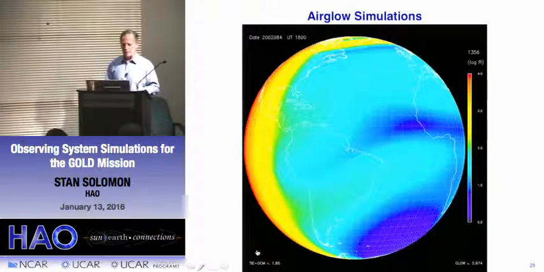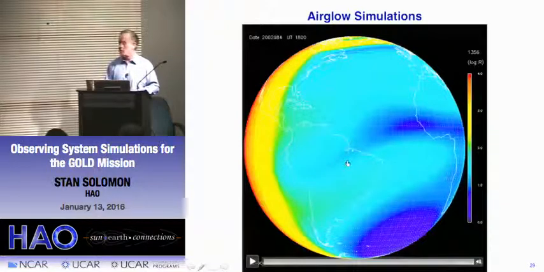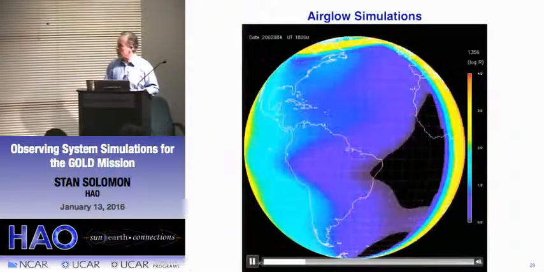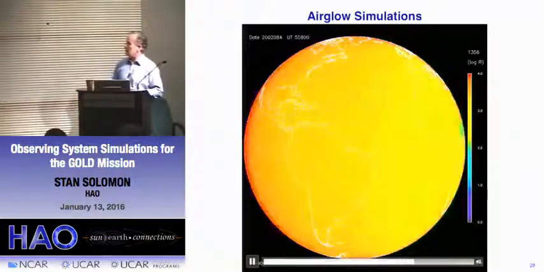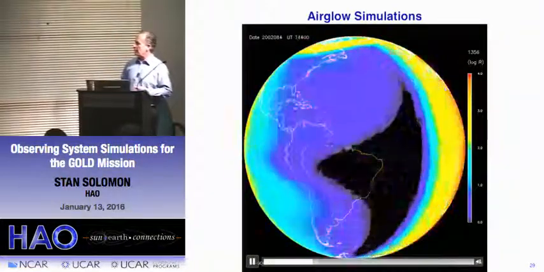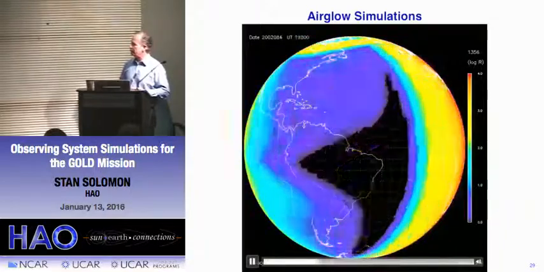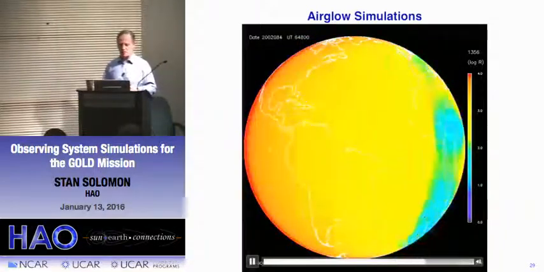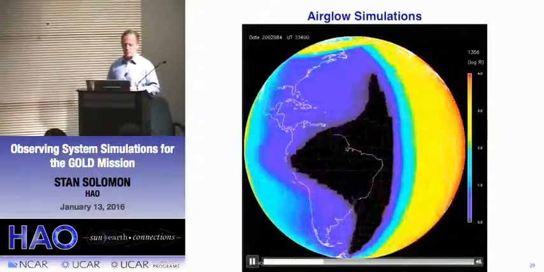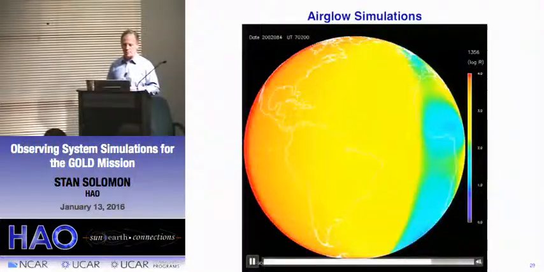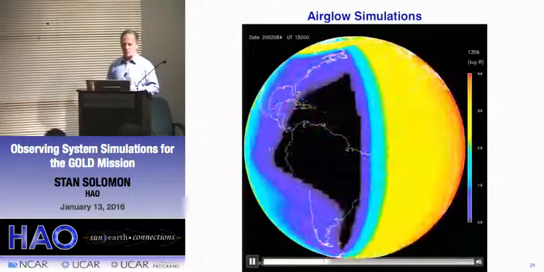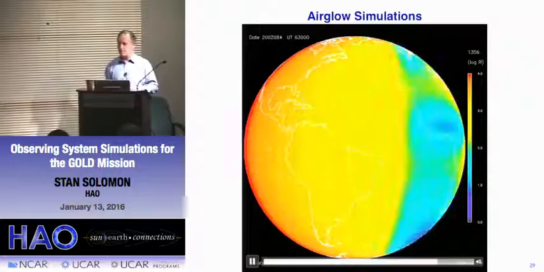Then I do that over and over again every half an hour through the day so that I can make an airglow simulation. And this is what it looks like in 1356, the atomic oxygen emission. This is just a single day quiescent solar maximum equinox case.